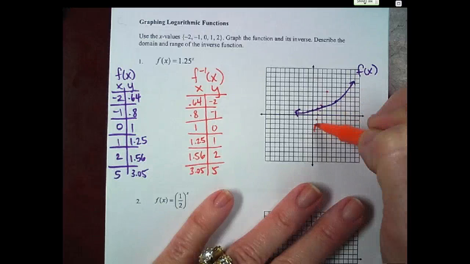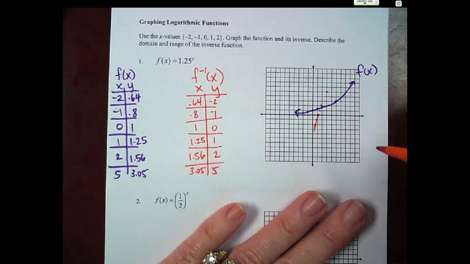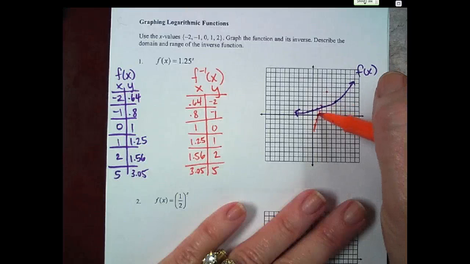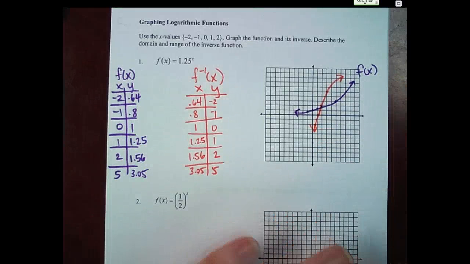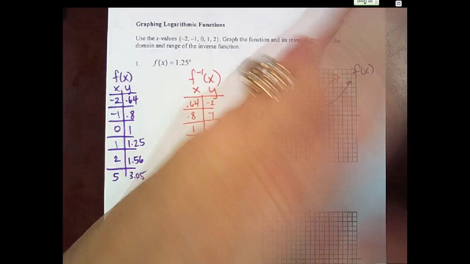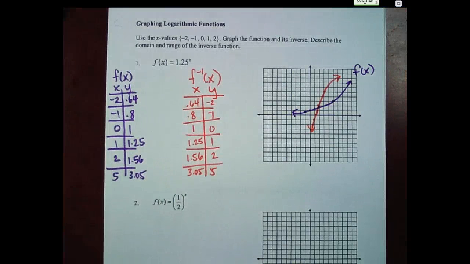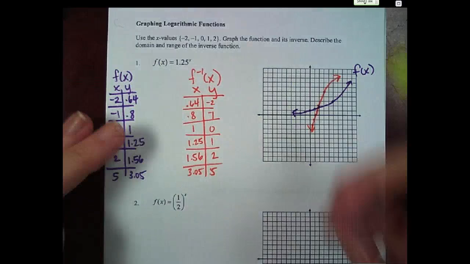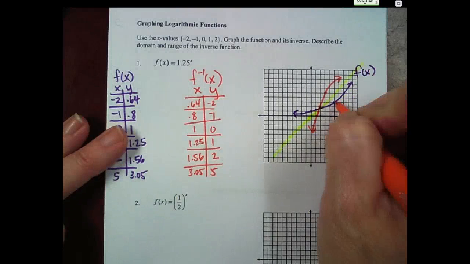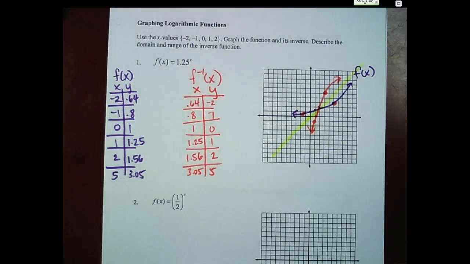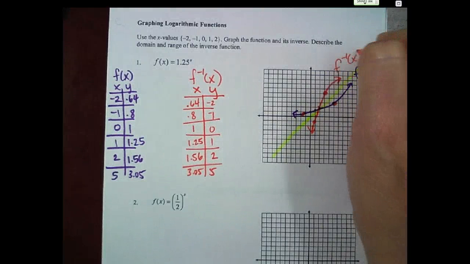When you graph this one, it looks like you could fold your paper and fold them onto each other. If I folded this orange line over on top of the purple, they should be reflective over the y equals x axis. So if you're here, you could jump over the line and land here. Here would land you here, and so forth. And then you're going to label the other one f of negative 1 of x.